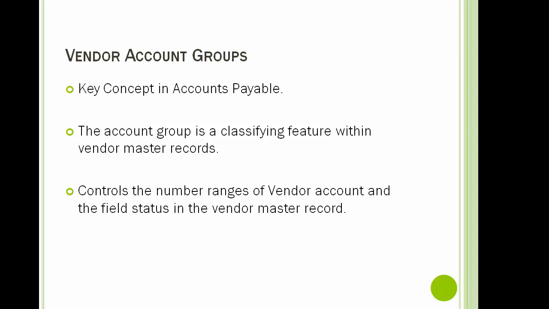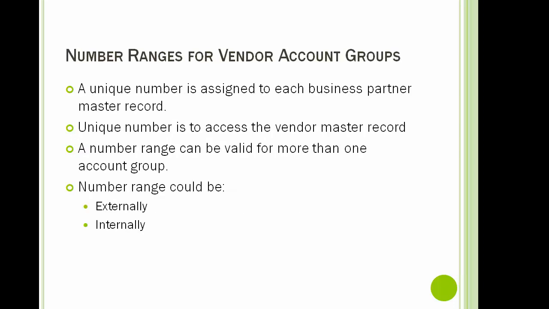Moving to the next, as we already did in the GL, a unique number range is assigned to each business partner master record. Business partner master records means the vendor master records. A unique number is used to access the vendor master record. A number range can be valid for more than one account group. A number range could be external or internal.